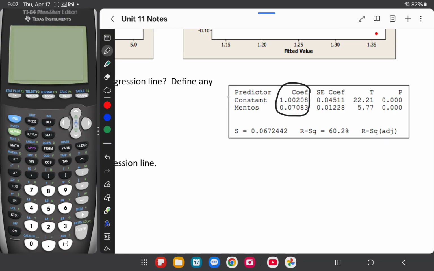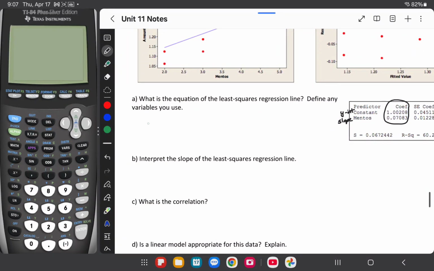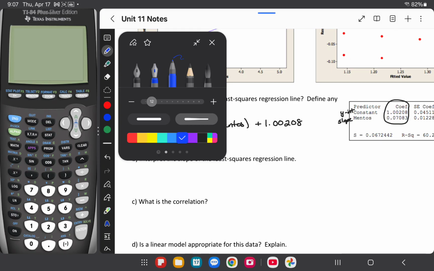So constant is going to be our constant value. In other words, it's going to be our y-intercept, whereas our coefficient for Mentos is going to be our slope of our least squares regression line. So if I want to write a least squares regression line using that information, I can define variables if I want to. Y would be most likely soda, X would be the number of Mentos, or I can use them in my equation. I'll choose to go that route and say that soda hat is equal to 0.07083 multiplied by my number of Mentos plus my constant, which is 1.00208.